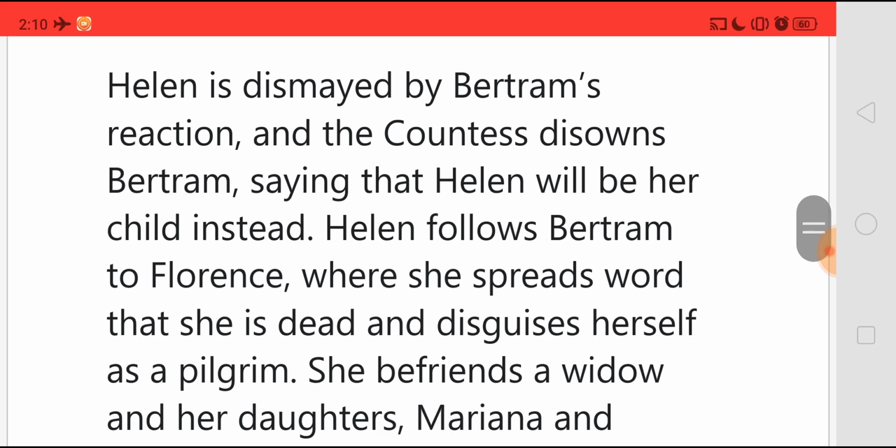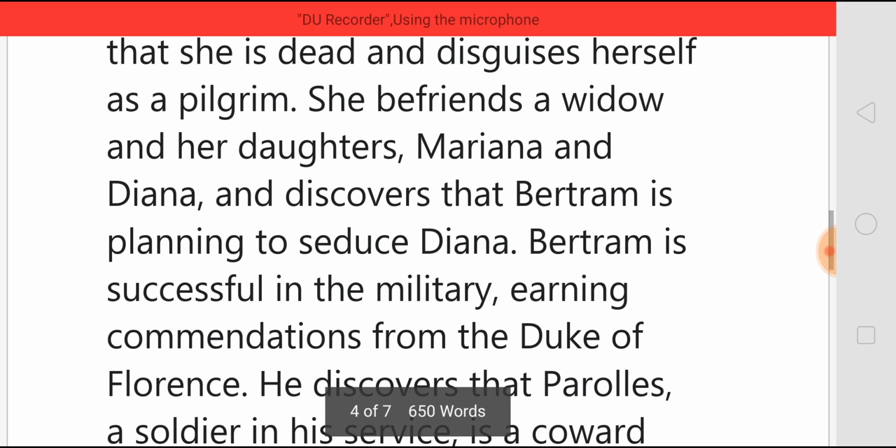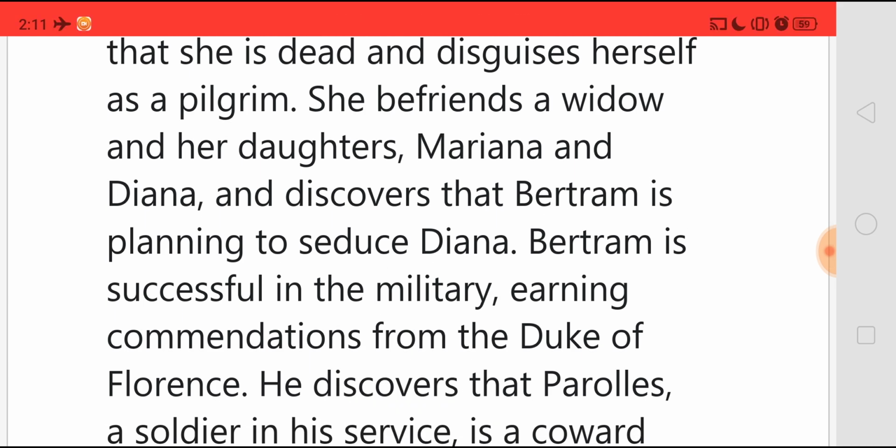Helen is dismayed by Bertram's reaction, and the Countess disowns Bertram, saying that Helen will be her child instead. Helen follows Bertram to Florence, where she spreads word that she is dead and disguises herself as a pilgrim. She befriends a widow and her daughter Diana, and she also discovers that Bertram is planning to seduce Diana. Bertram is successful in the military, and he earns commendations from the Duke of Florence.